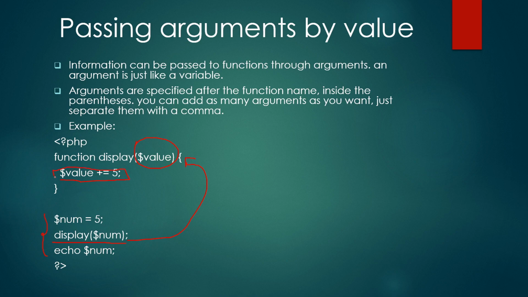5. Now after execution of this function, the control will come to this line of code, where I'm just printing out $num. In this case, I will see a value 5 on the screen, because whenever we pass arguments by value, changes made to one variable do not affect the other variable. Okay, so let's see this in an IDE.